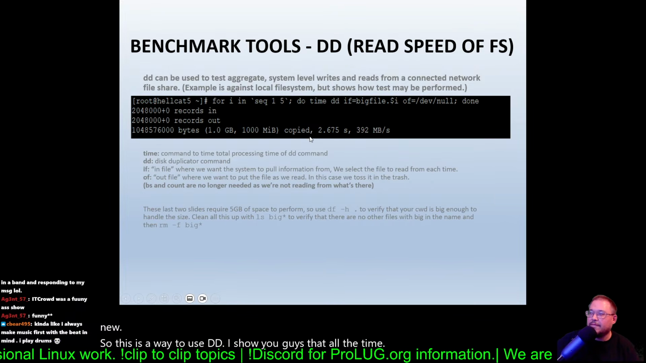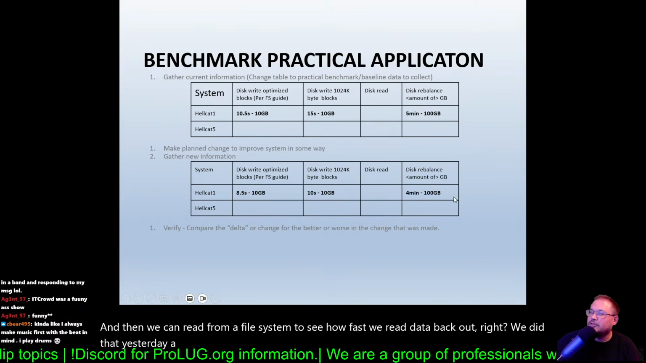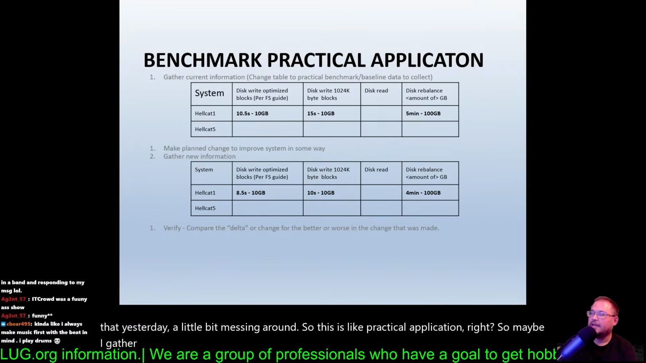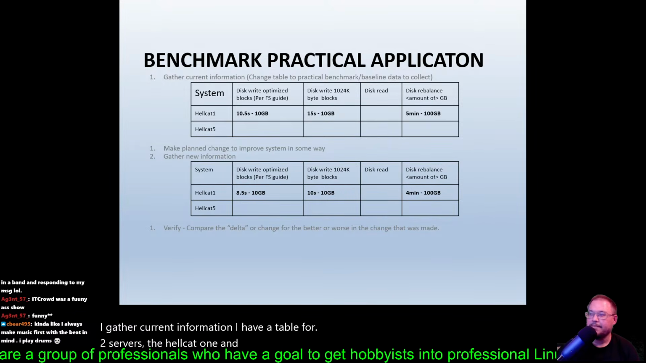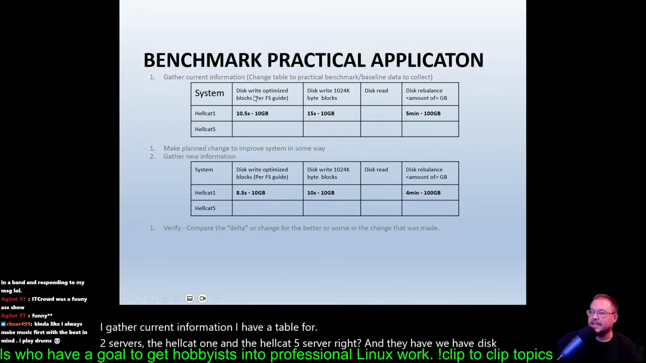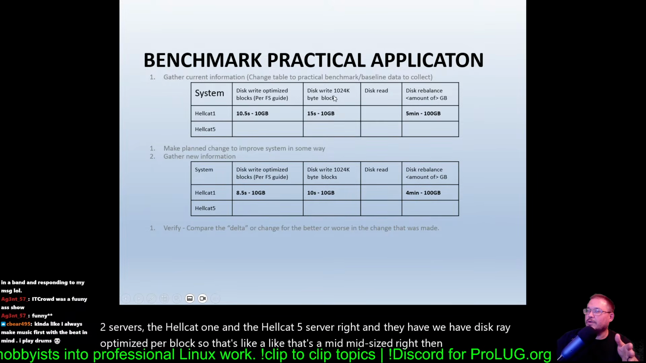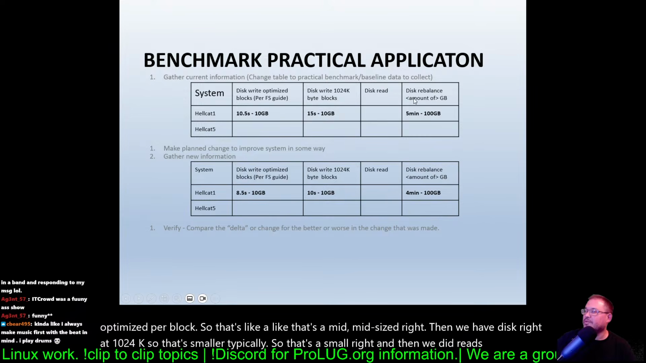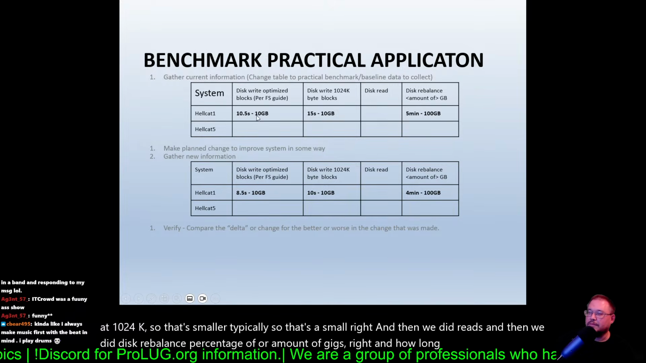And then we can read from a file system to see how fast we read data back out, right? We did that yesterday a little bit, messing around. So this is practical application. So maybe I gather current information. I have a table for 2 servers, the Hellcat 1 and the Hellcat 5 server, right? We have disk write optimized per block, that's a mid-sized write. Then we have disk write at 1024K, so that's smaller typically, a small write. And then we did reads, and then we did disk rebalance, the amount of gigs and how long it took to rebalance between these 2 nodes.